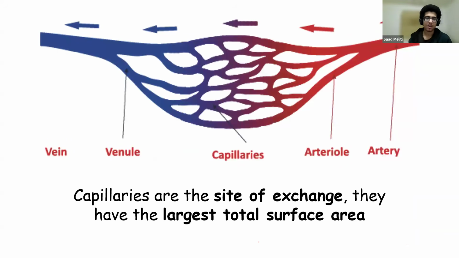Now, capillaries are the site of exchange. They have the largest total surface area. Once you get to an organ, you have a bunch of capillaries, millions of capillaries, and these capillaries just exchange oxygen and nutrients with the organ. That's it. And this is really important to know, that they have the largest total surface area. We'll come back and talk about why this is important later. But what you should know is that they are the site of exchange of nutrients and oxygen, and they have the largest total surface area.